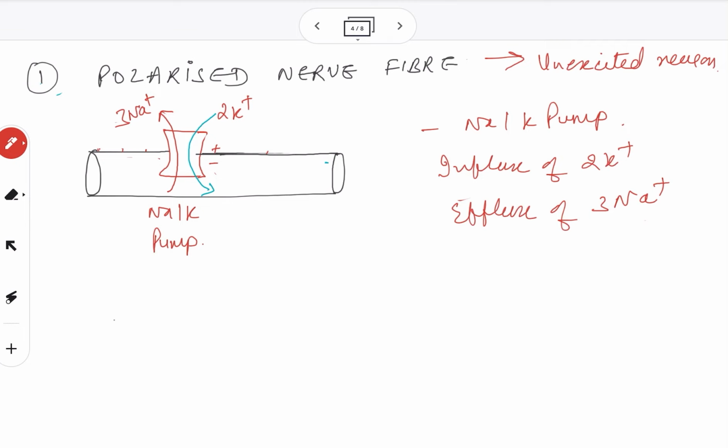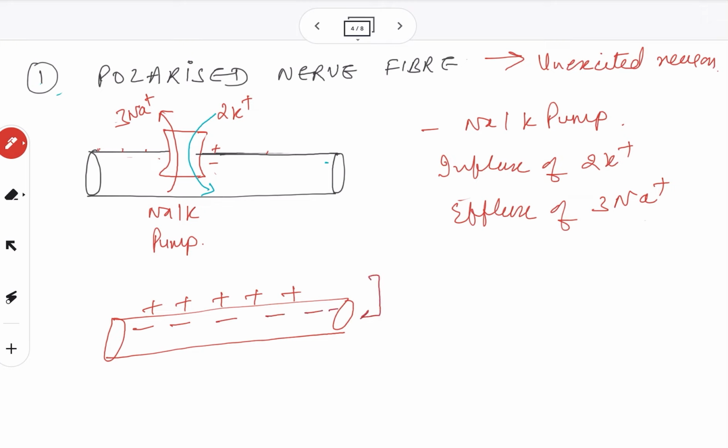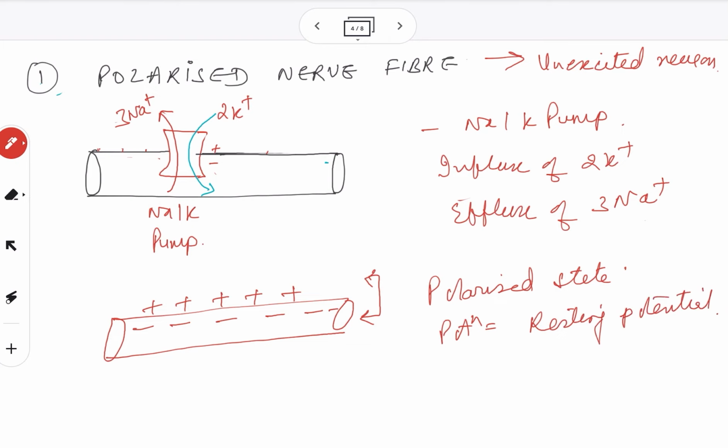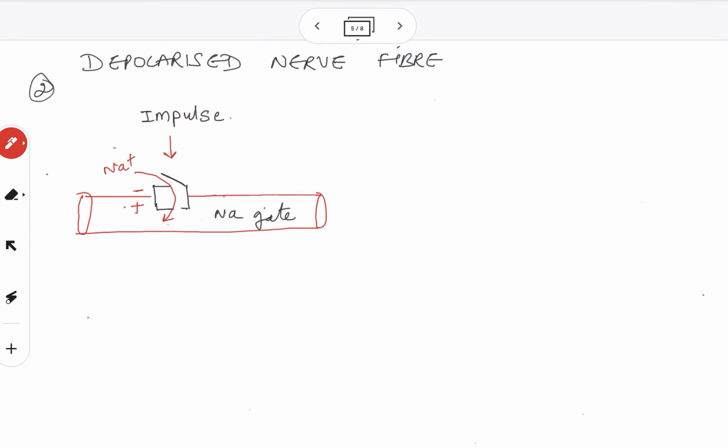So as a result we'll have an axon which will have positive charge on the outside because there's more sodium, and negative in the exoplasm. So due to the difference in charges between the outside and inside of the membrane, a polarized state is created, right? And the potential present here is called the resting potential, right? Okay.